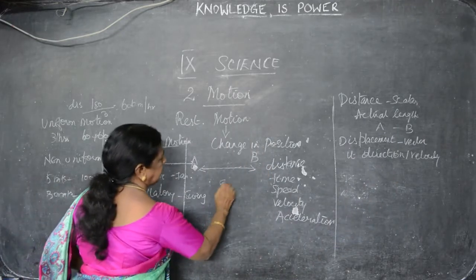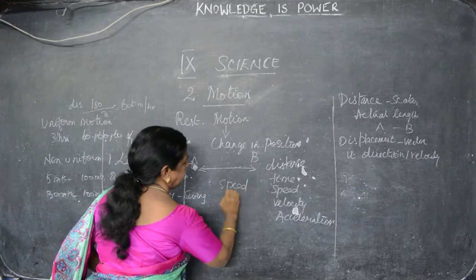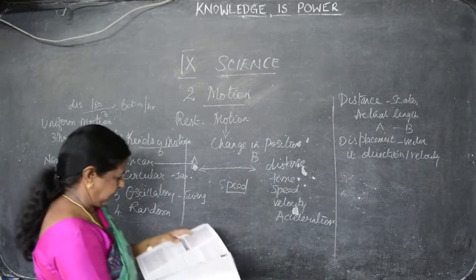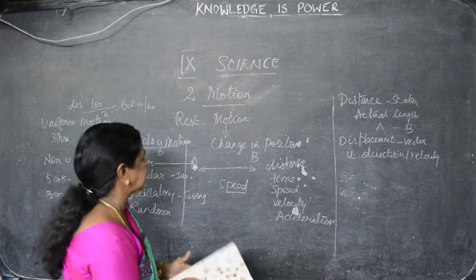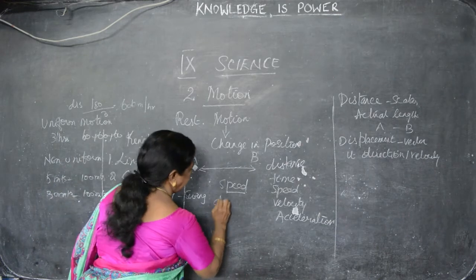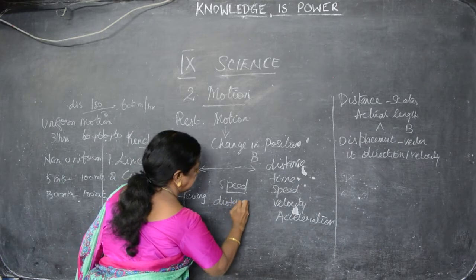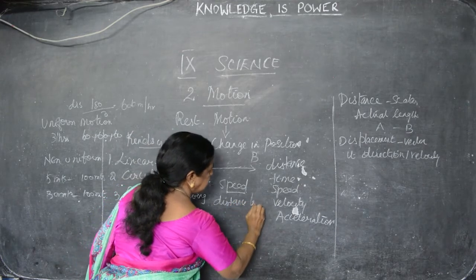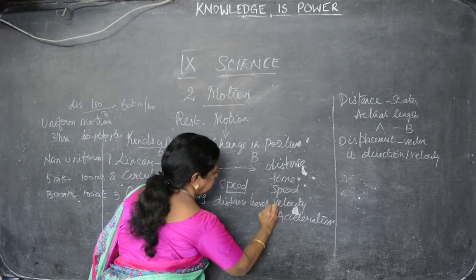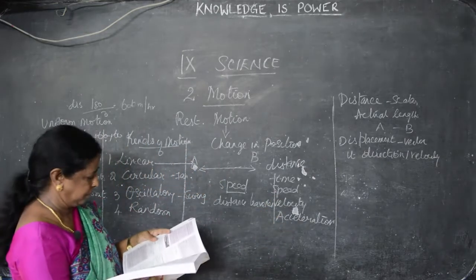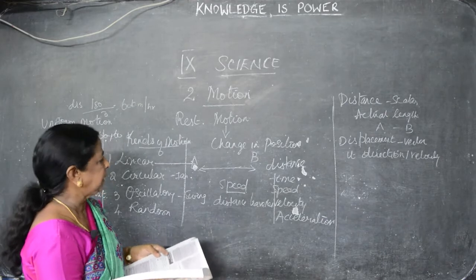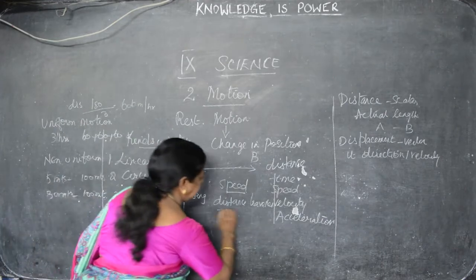Speed. What is speed? It is the rate of change, the distance travelled in a unit time. Distance travelled is known as what? Speed. Speed is distance travelled divided by time taken.